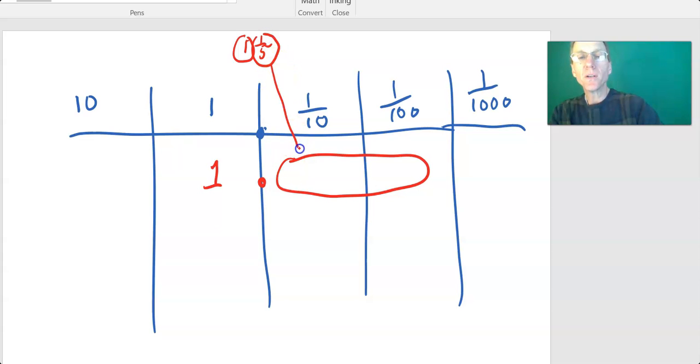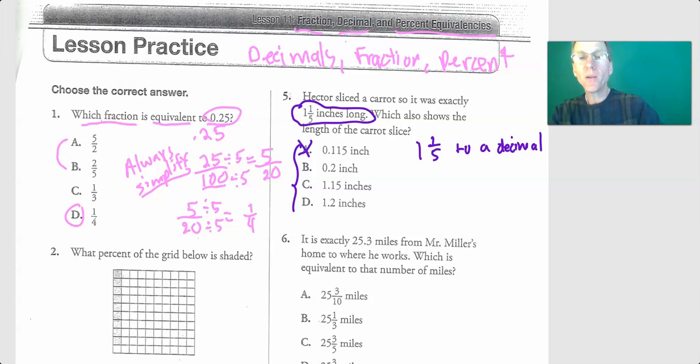So the parts are over here, and the whole is this right here. Okay, so real quickly, we can get rid of that. We can also get rid of that. So now we're just left with these two. Pretty cool. So what we have to do is convert 1/5 into a decimal.